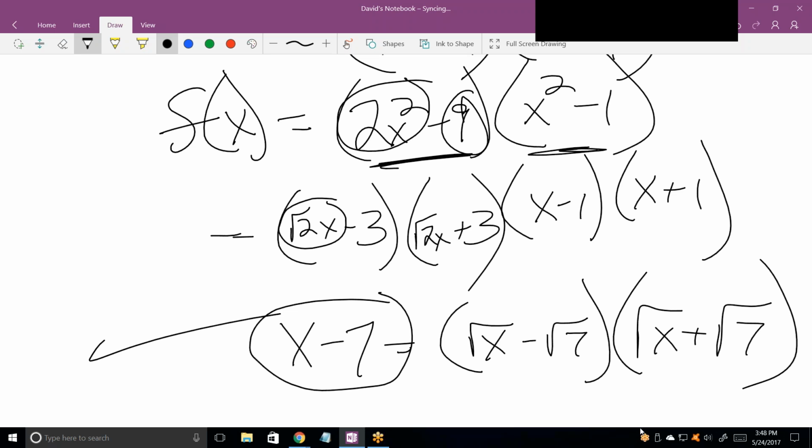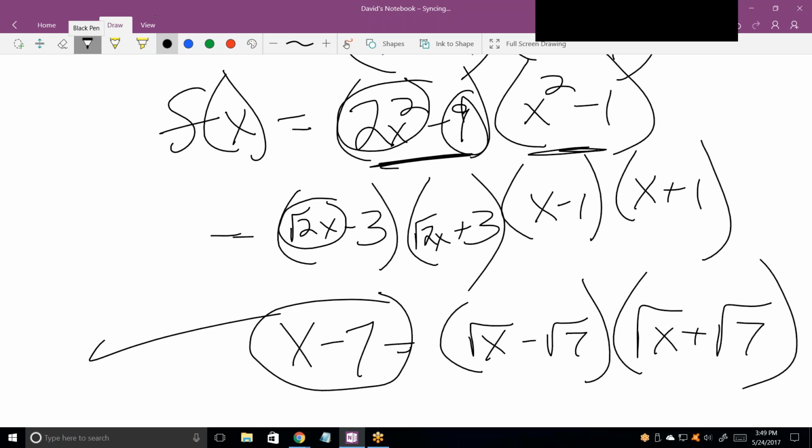In other words, I'm not quite sure why they teach people the word perfect. You don't need the difference of perfect squares. You just need the difference of squares. And you can always factor it by doing what I just did: square root of x minus the square root of 7 times the conjugate. And that's how I got these two terms.